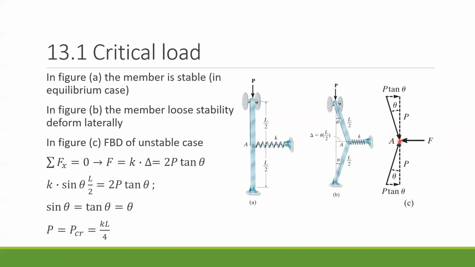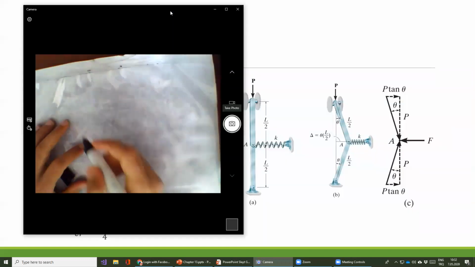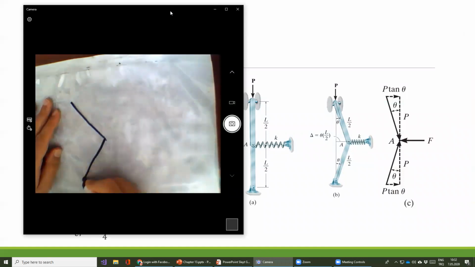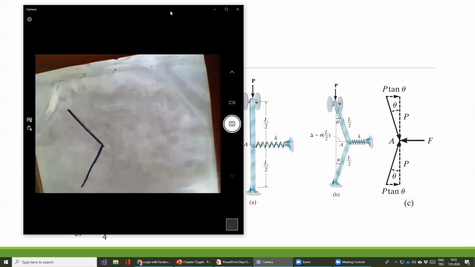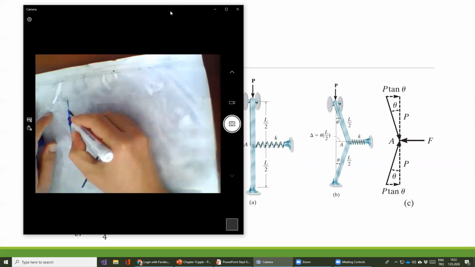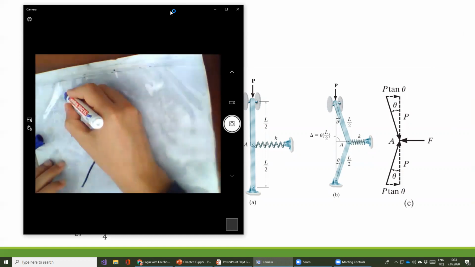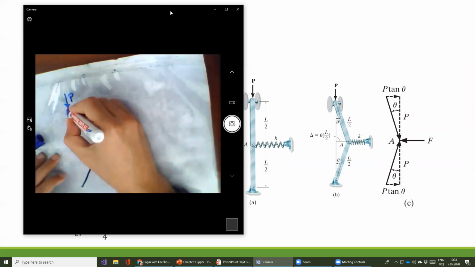How can we find the free body diagram? Maybe you don't understand how we find this force, so I want to do it on my camera. For example, I want to draw the unstable case again like this, and in the shape we call this angle theta. There is some kind of point load at this point.